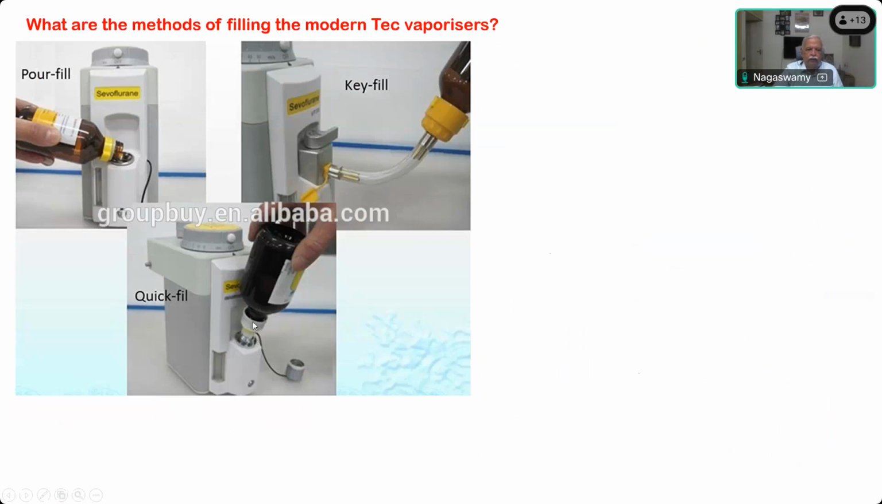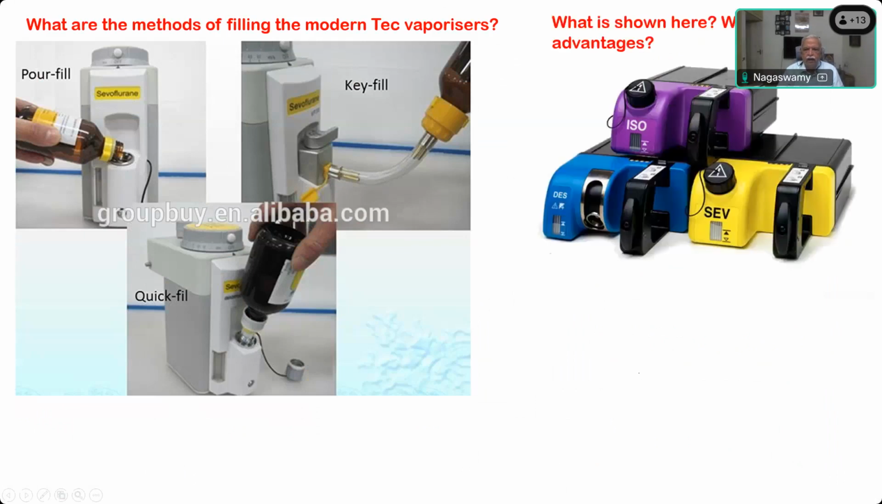And in quick fill, you have an adapter which is fitted to the bottle itself, which you have to insert here and then do the thing. So these are the three methods. And what does the picture show here?